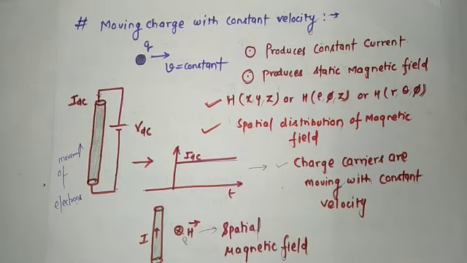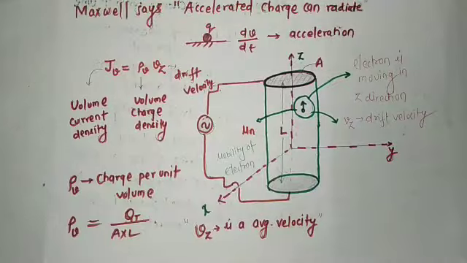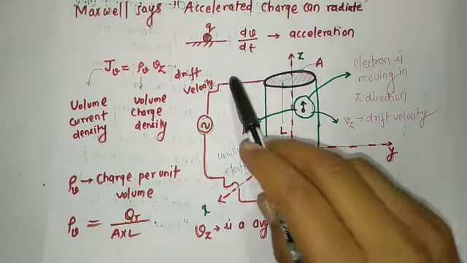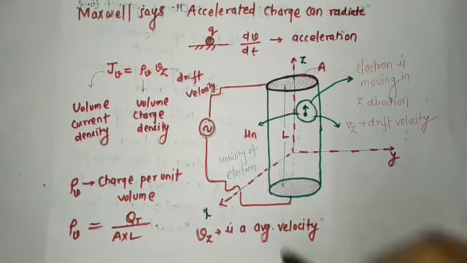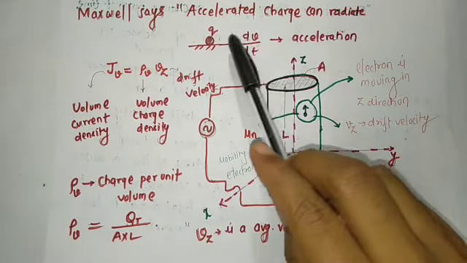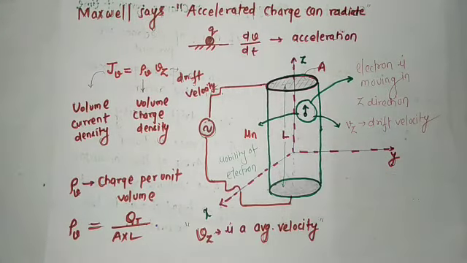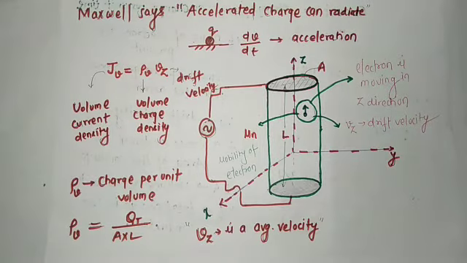So how can we produce the dynamic field? Let's see. There is a charge, and dv over dt is nothing but acceleration. If any charge is accelerated, then definitely it will radiate some energy. So for radiation, there must be acceleration. Okay, let's see this figure.